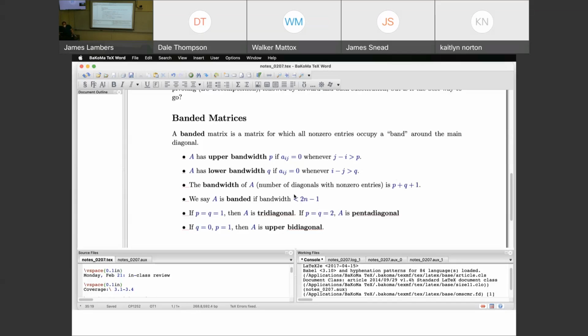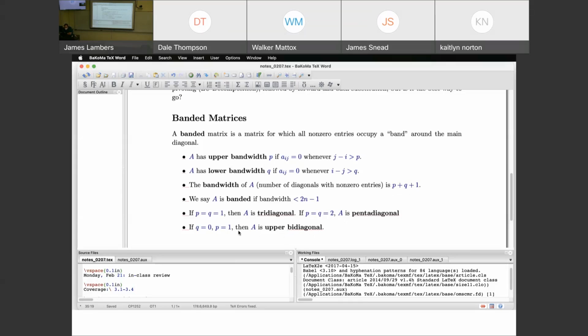Most cases of interest are where P and Q are particularly small. For example, if P and Q are both 1, we say A is a tridiagonal matrix, and that kind of matrix comes up in a number of applications, especially those involving the numerical solution of differential equations. Another common case is where P and Q are both 2, so you have 5 diagonals in total, the bandwidth would be 5, and we say that is pentadiagonal.